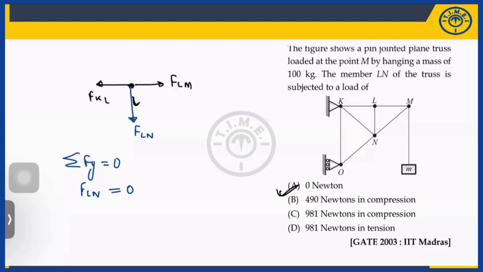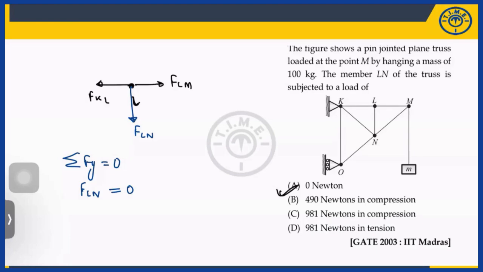Sir, what you told, I didn't understand it clearly. According to this question, sir, a mass of 100 kg is acting at the point M in this truss, sir. So it will show an effect on KM, KN, LN, MO.